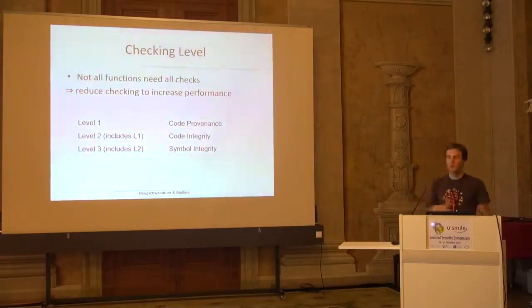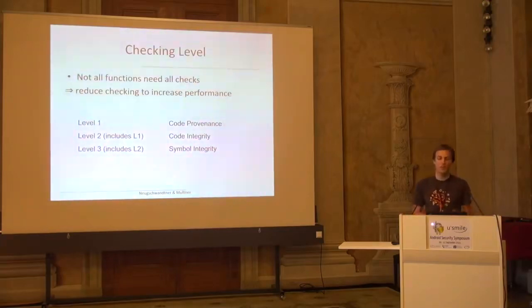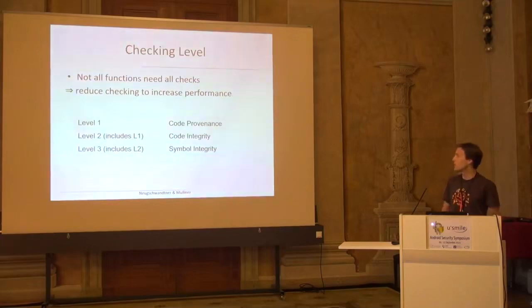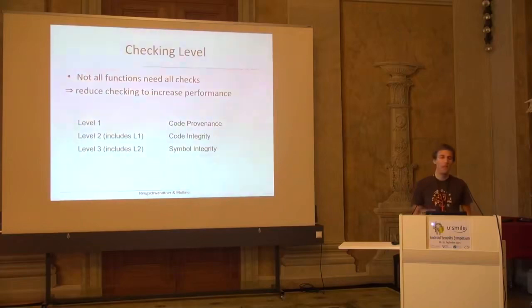Our implementation supports different checking levels because not all functions are critical in the same way, so we can reduce checking to increase performance in some cases. This is an option that this module supports. Level 1 checks just check for code provenance. Level 2 checks include code integrity on top of that, and level 3 checks include symbol integrity as well. So basically the full program.